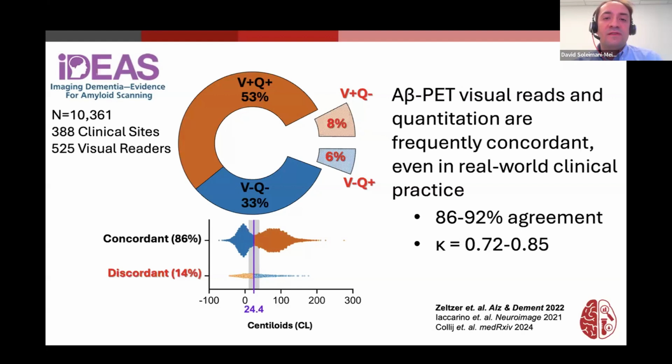Overall, the visual reads in the community and quantitation were concordant about 90% of the time. And we've seen this in other real-world clinical studies where there's about 90% concordance, and overall kappa values suggest substantial to almost perfect agreement between the visual read and the quantitation. And this overall supports the validity of amyloid PET visual read and the use of quantitation in real-world clinical settings. Next slide.